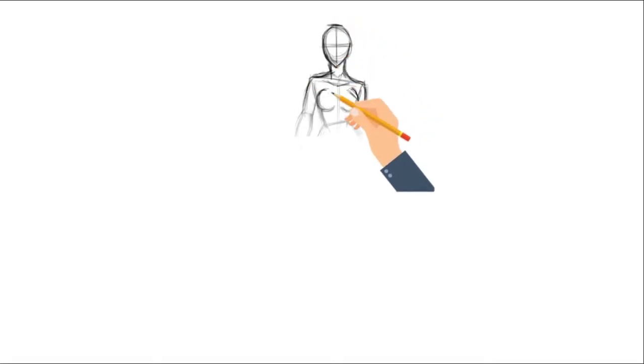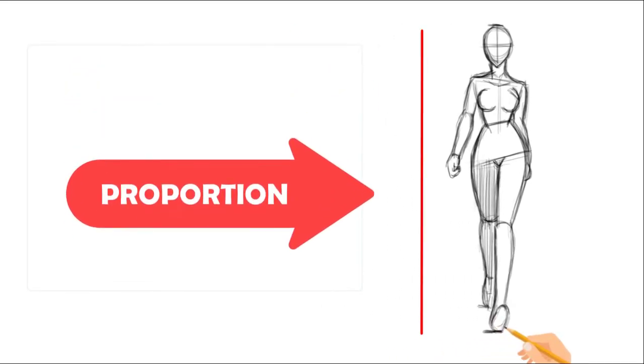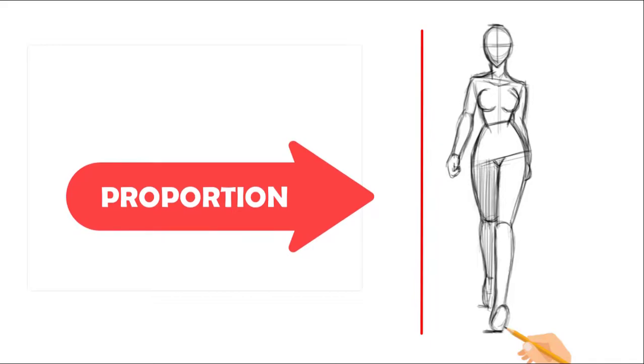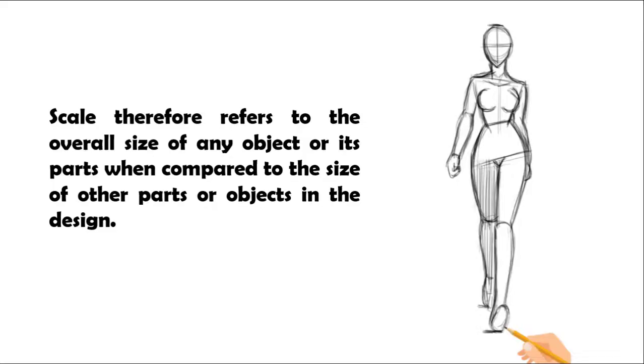Also, when drawing or sketching the human form, proportion refers to the size of the head in comparison to the rest of the body. Scale, therefore, refers to the overall size of any object or its parts when compared to the size of other parts or objects in the design.